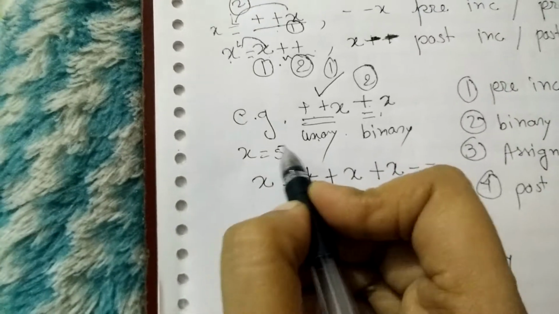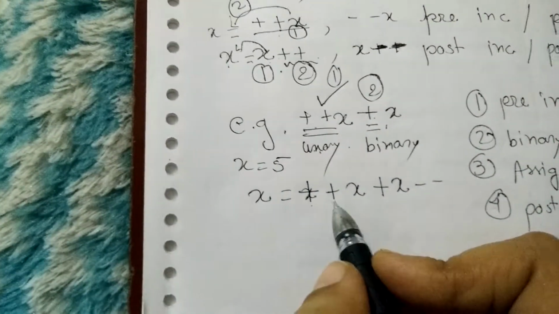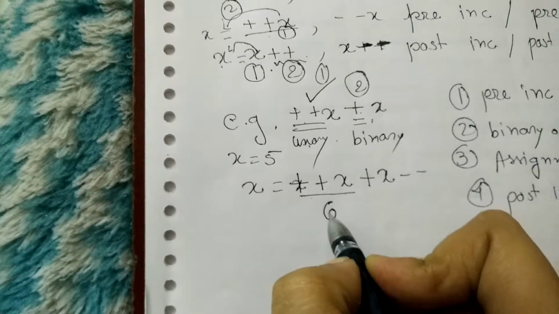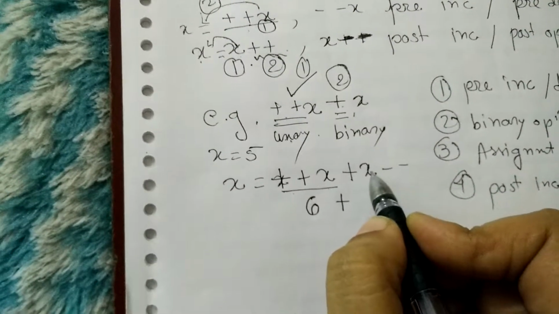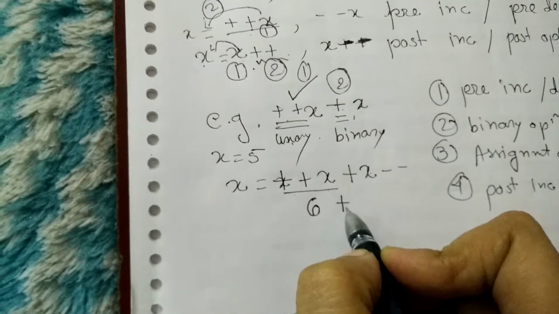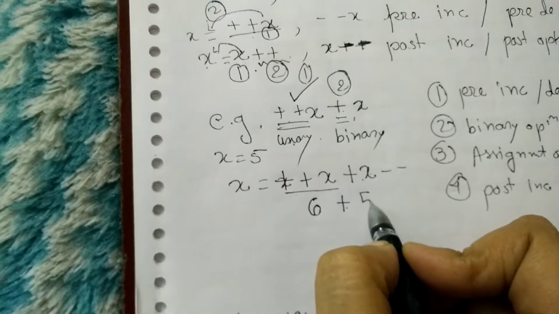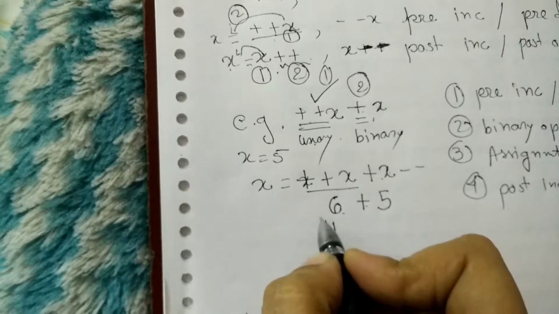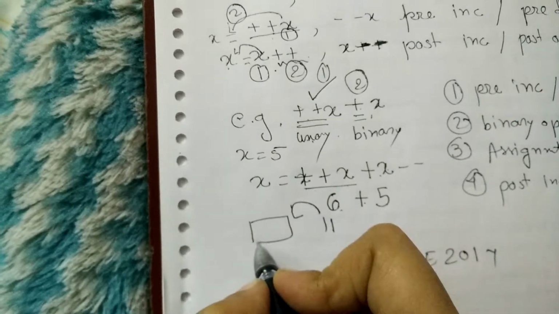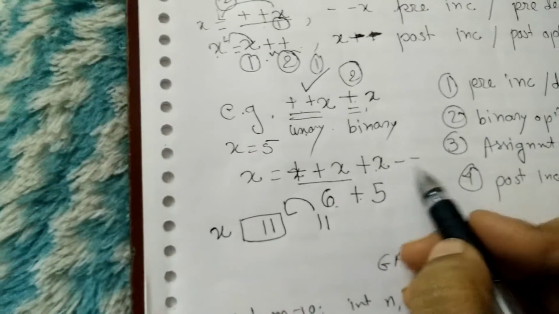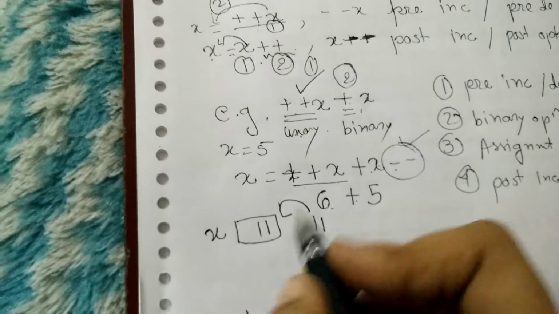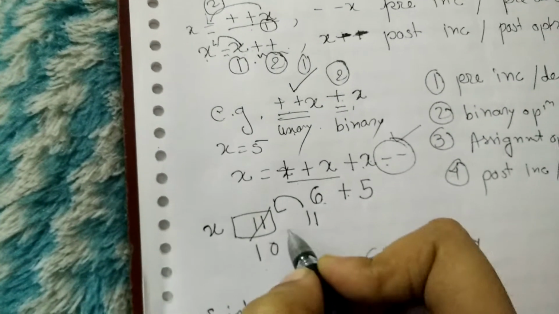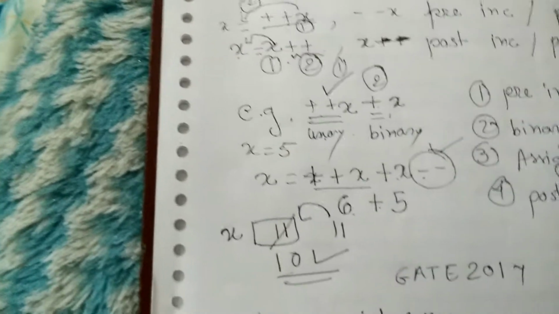Let the value of x be 5. Now what happens in this case, first the pre-increment will be done. So ++5 is going to give you 6. Second, the binary operation is done. So 6 plus the value of x, which is 5 as it is. So 6 plus 5 will be 11. This value 11 will now be stored into x. Lastly we apply the post decrement. So the value of x will be decremented to 10. So the final value of x here is 10.